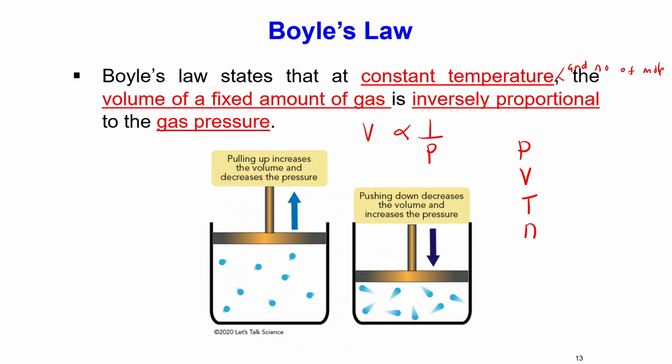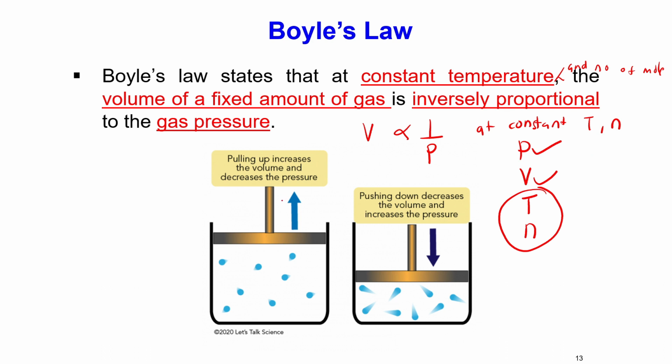Berkadar sungsang dengan tekanan gas. So V proportional to 1 over P because dia ialah inversely proportional at constant. So kita relate pressure and volume. So ada dua lagi parameter ni dia akan jadi constant. So that's why at constant temperature and number of mole.